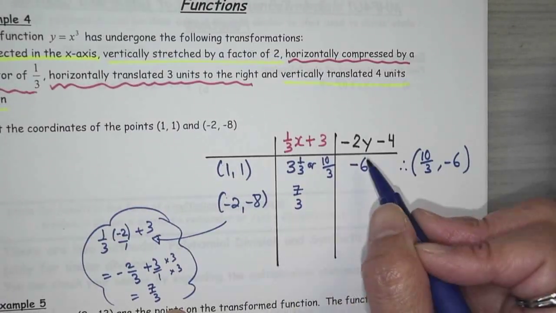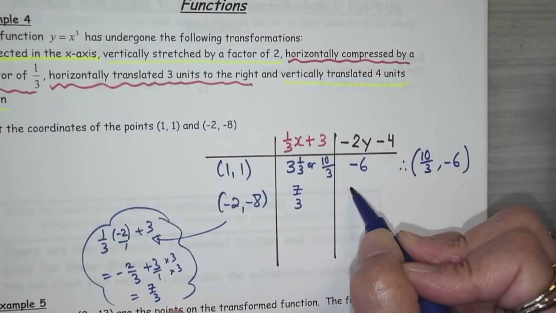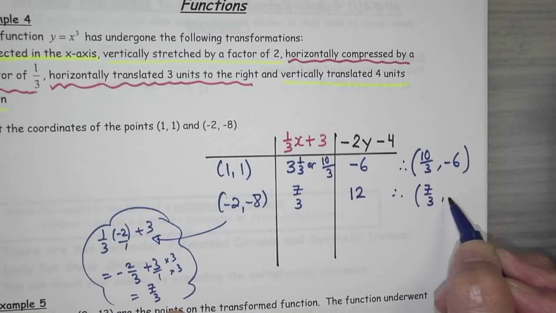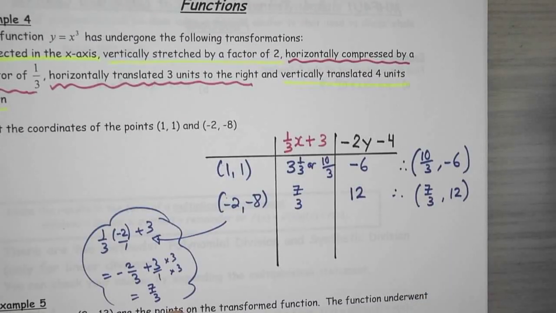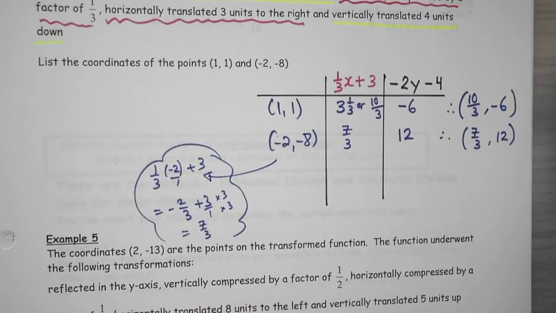And then here, -8, 16 -4, so 12. So therefore, it would be 7/3, 12. And that's all. Very nice little example.